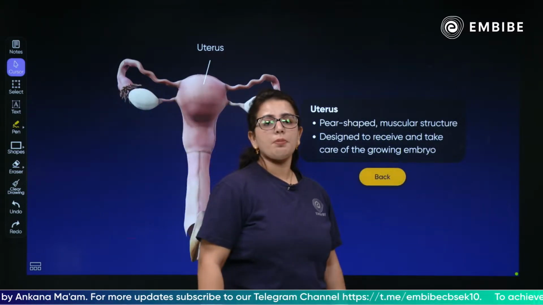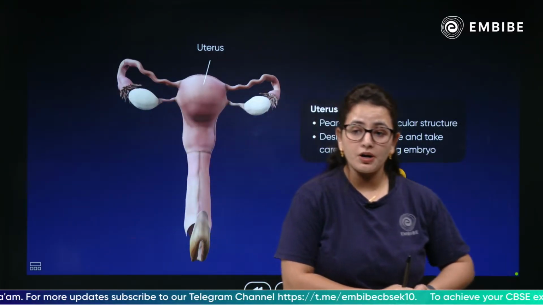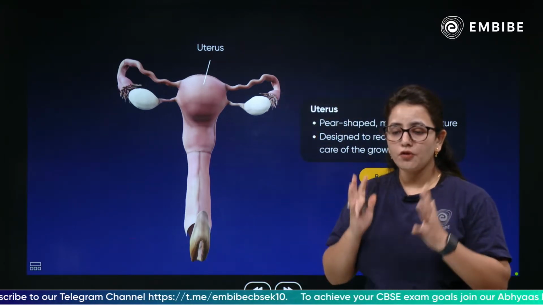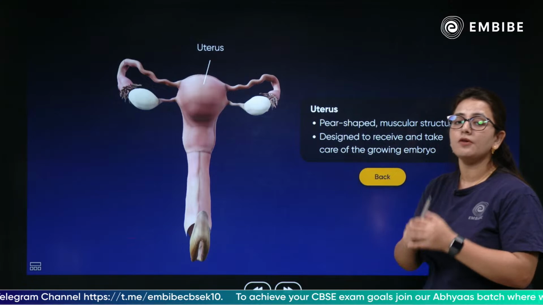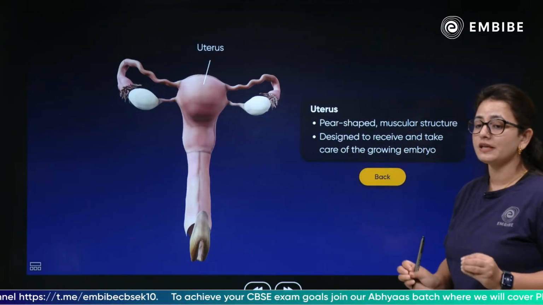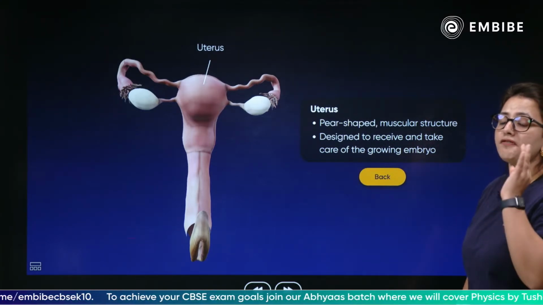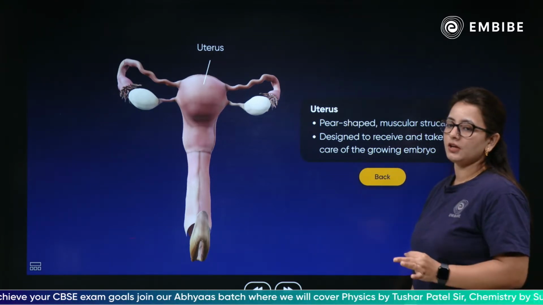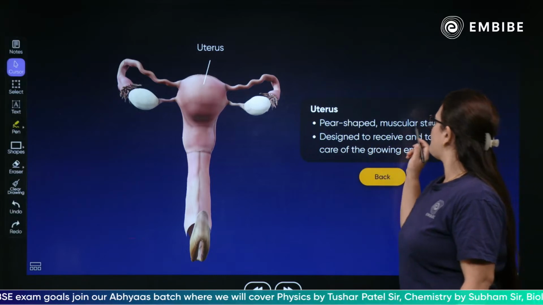Okay, next we're going to talk about another part of the female reproductive system, which is the uterus. Children, what is a uterus? It is a part of the female reproductive system. What is the function of the uterus in the female reproductive system? We'll discuss that, but first of all, the shape of the uterus is a pear-shaped muscular structure.